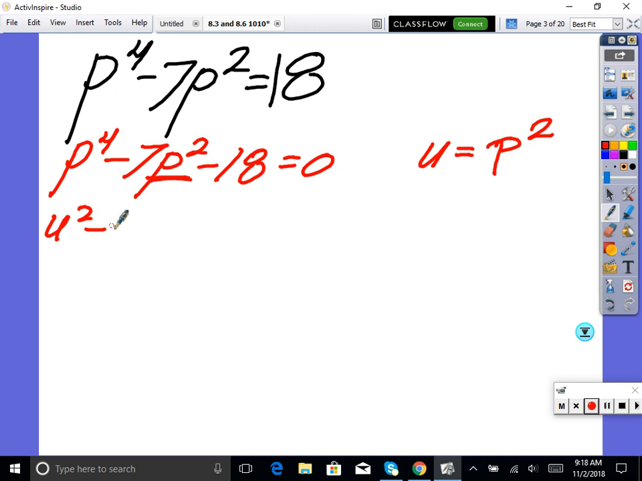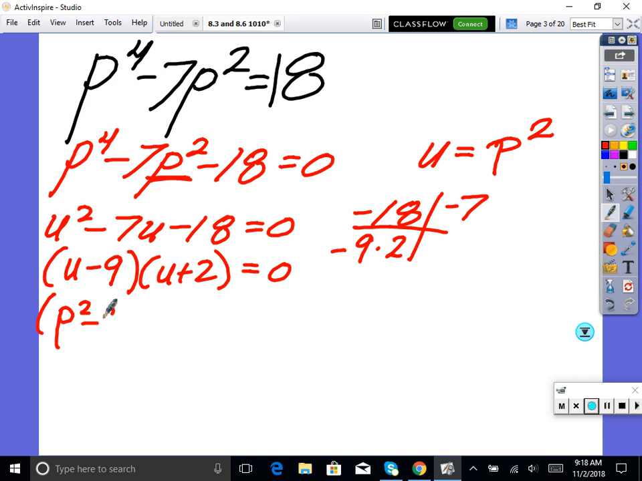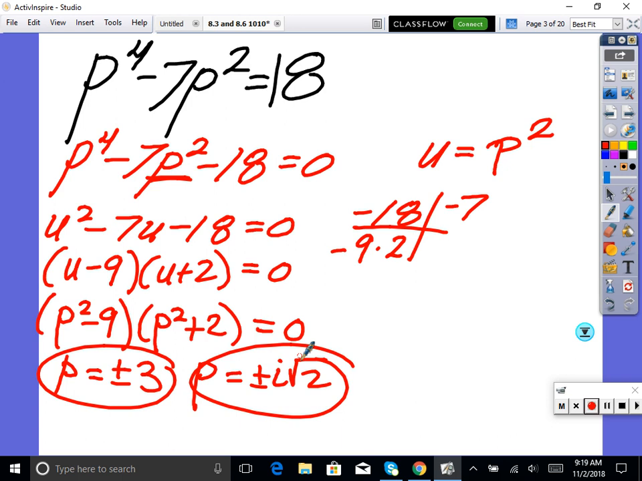So then we have u squared minus 7u minus 18 equals 0. It multiplies to be negative 18 and adds up to be negative 7. 9 times 2? Negative 9. I can quick factor. So we have a u minus 9 and a u plus 2, which is really p squared minus 9 and p squared plus 2. So then we get p is equal to what? Plus or minus 3. And then we get p is equal to plus and minus i root 2, right, everyone? There's our 4 solutions. Pretty easy, as long as we can remember how to factor by u substitution.